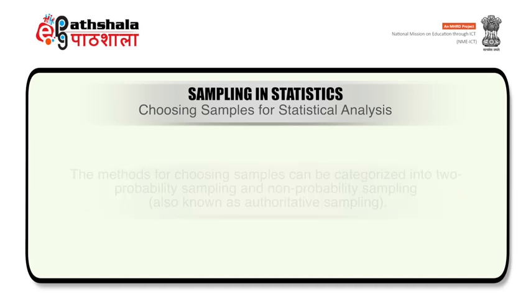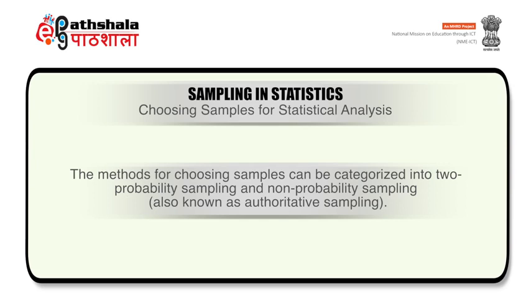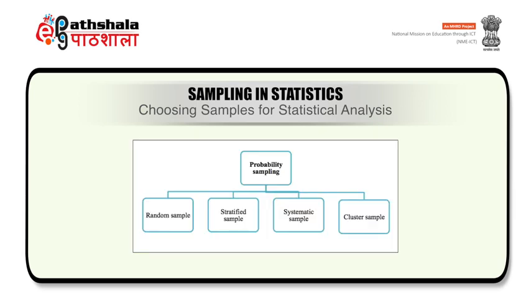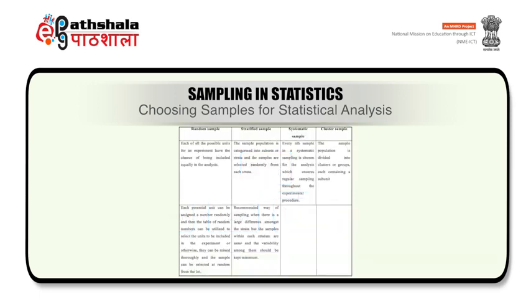The methods for choosing samples can be categorized into two: probability sampling and non-probability sampling, also known as authoritative sampling. The types of probability samples are depicted in figure 2 that you are seeing on your screen, with their properties provided in table 1, as is also shown on the screen. Table 2 shows the types of probability samples. So there are four types: random sample, stratified sample, systemic sample, and cluster sample.